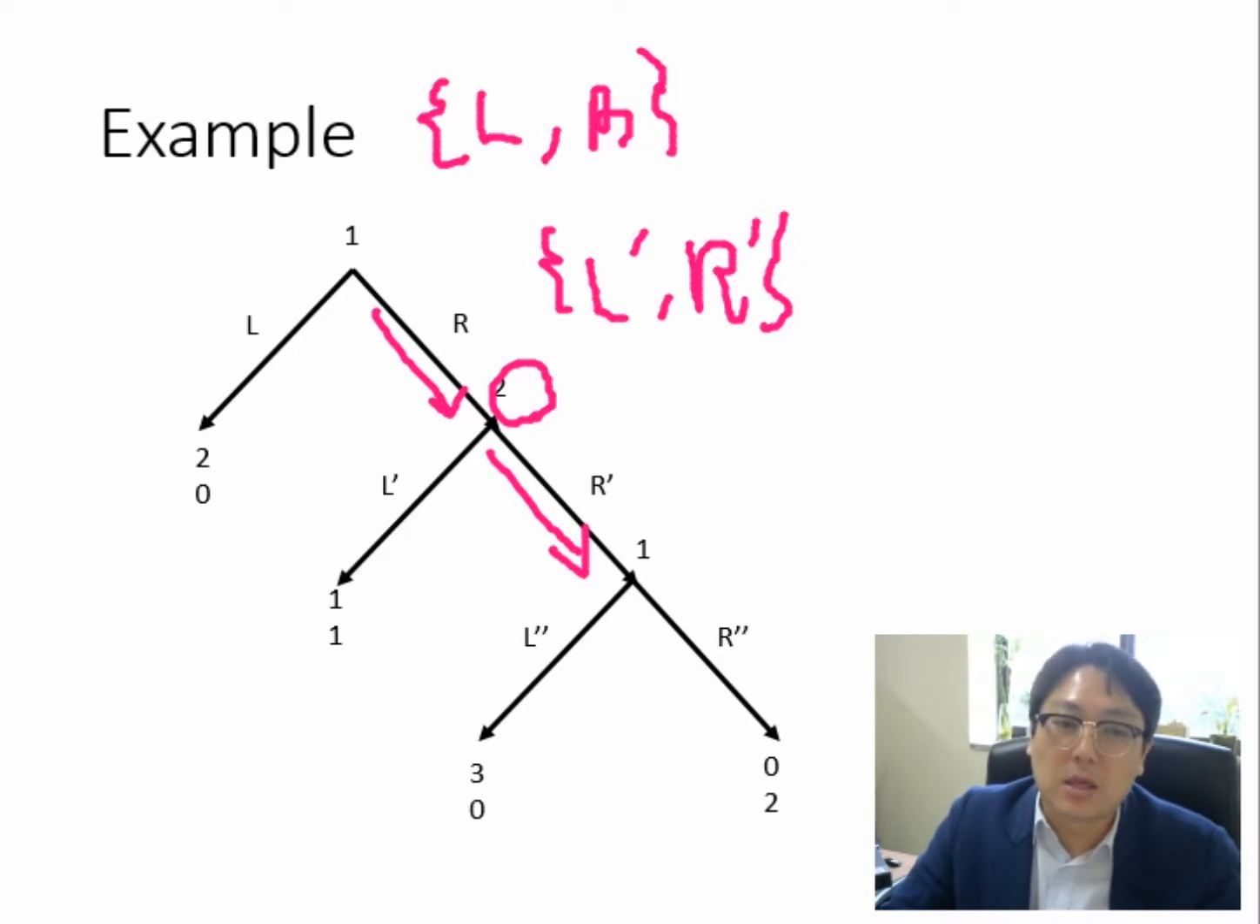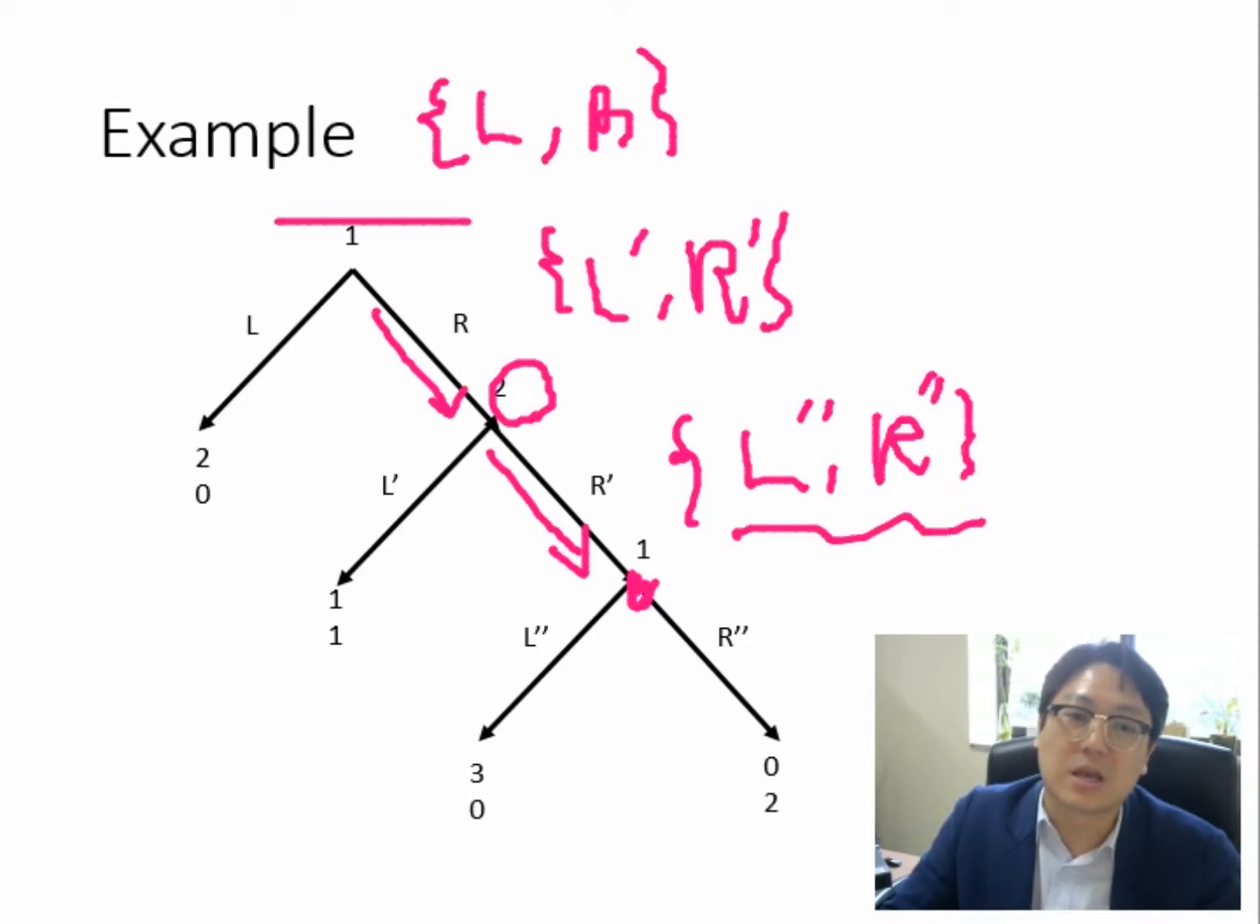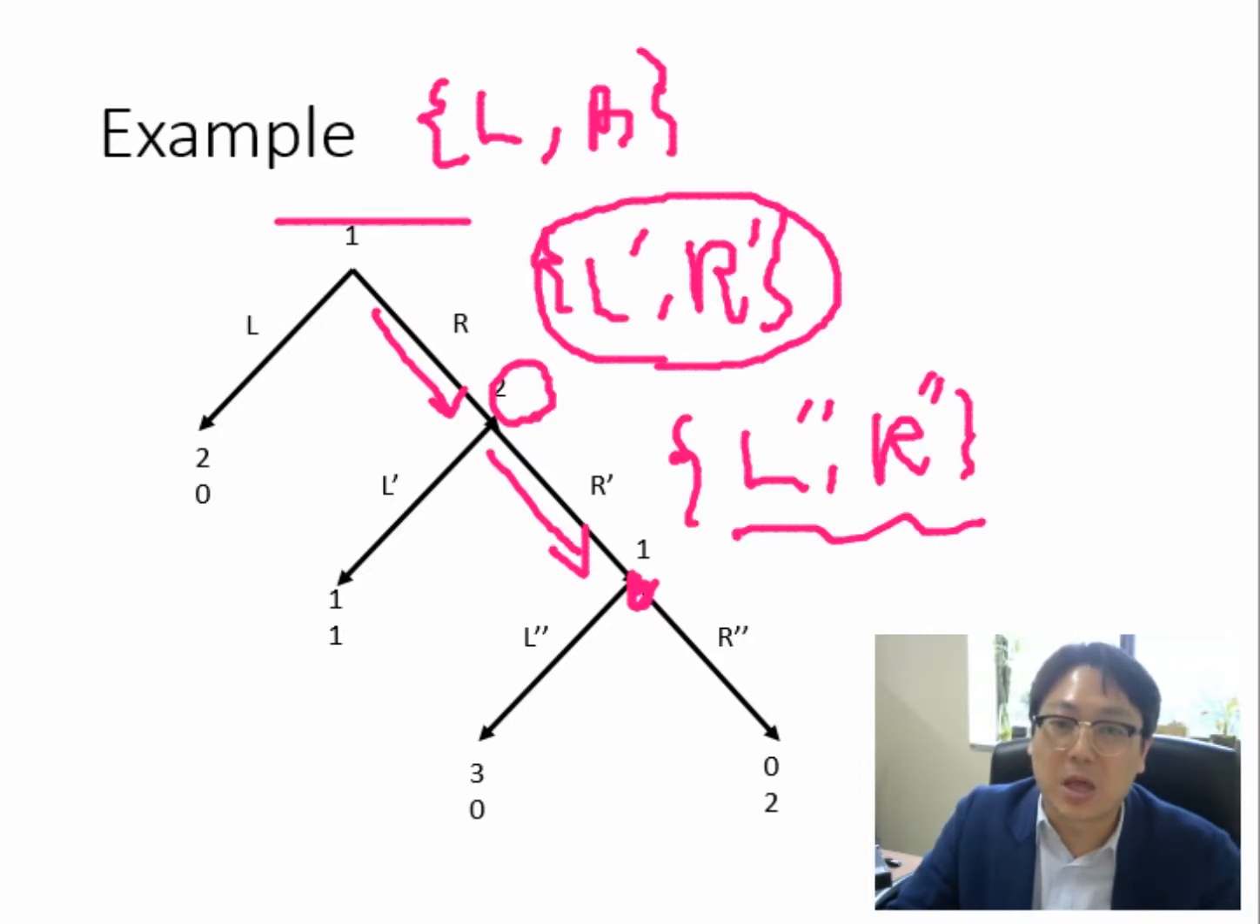And think about that. If this node is reached, I don't know from the first player's perspective whether this node is reached or not. The first player cannot know before the game is started. But if this node is reached, then the first player will choose between L prime or R prime. This is the strategy set. So think of what other strategy there is for the second player.